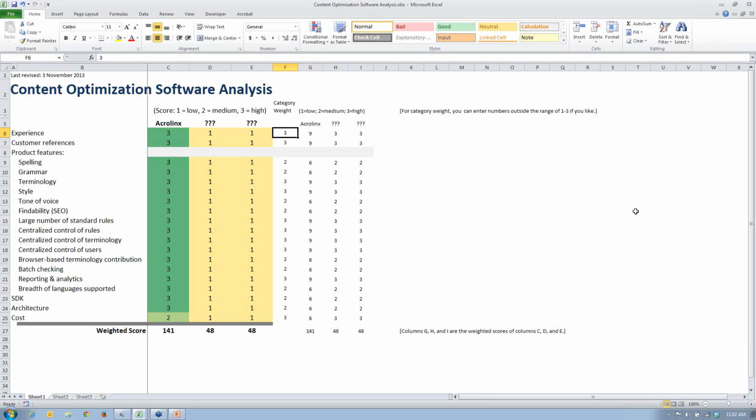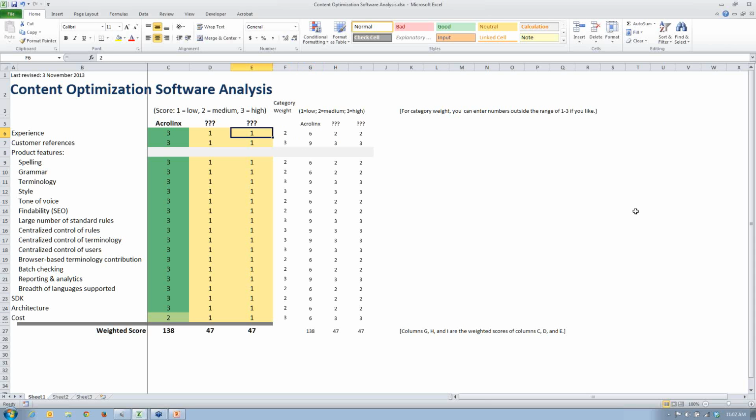So we said, well, experience is a 3. You may say, well, no, it's not, it's a 2. So you can adjust the weightings of these things. We did try to do something that made sense here in terms of weightings, but you may have other criteria. So you can change the weight, and then these other scores are just calculated.